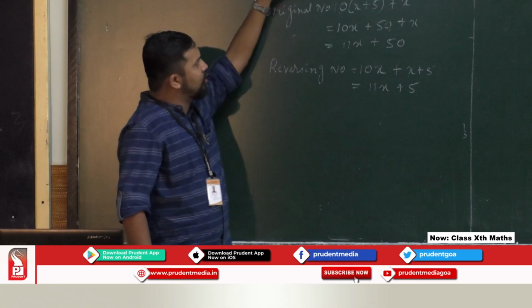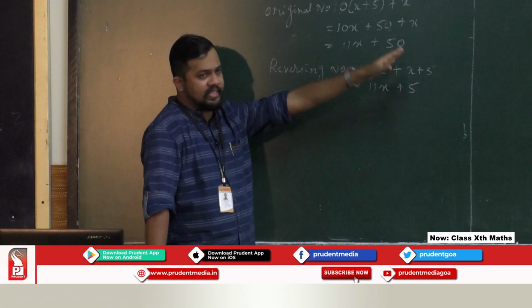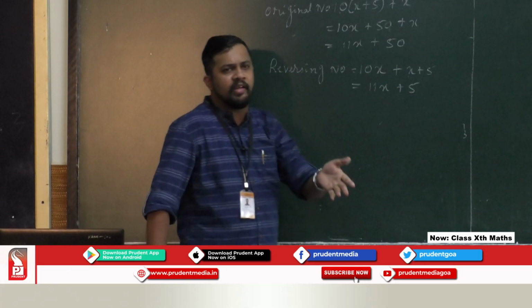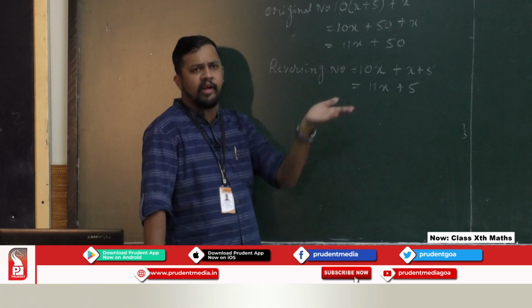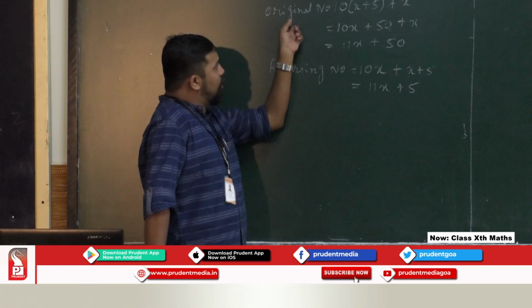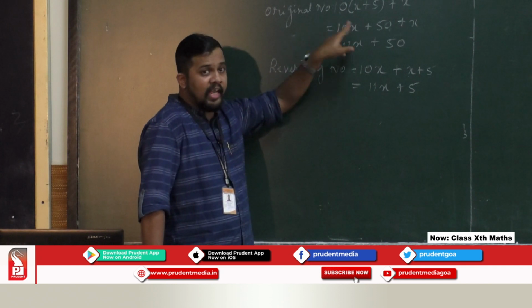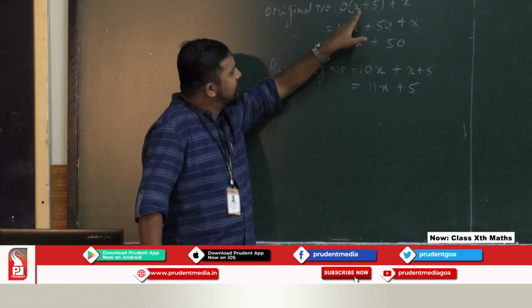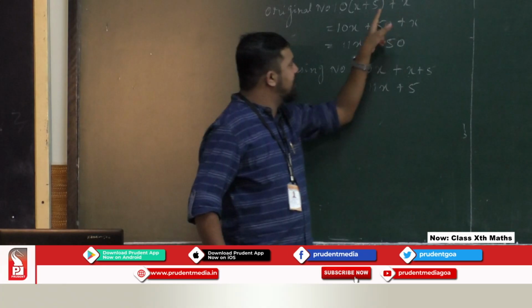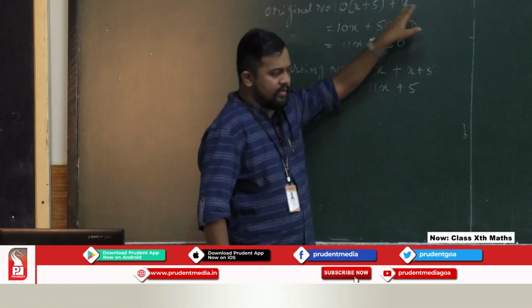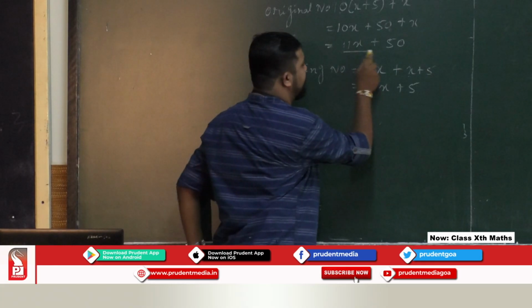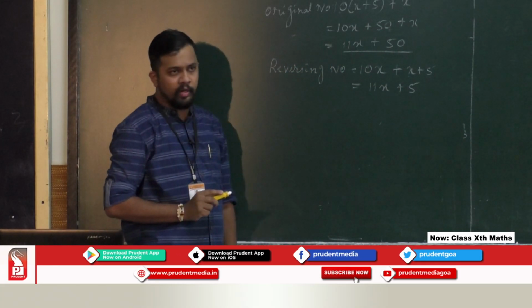So what we did: we wrote unit place x, 10's place x plus 5. In a book, sometimes they may tell you 10's place be x and unit place may be in a different way, irrespective of whichever letter you take. Original number: this 10 is of 10's place. So what is the 10's place number? I write x plus 5, that is the 10's place digit, plus 1's place x. Solve the bracket, I got my first number. This is my original number.